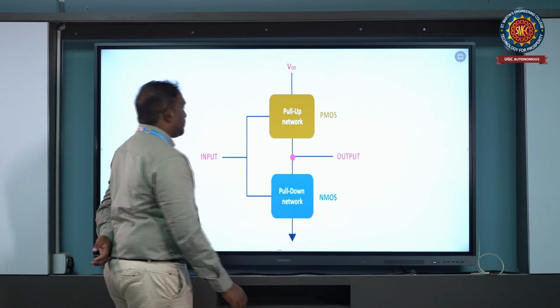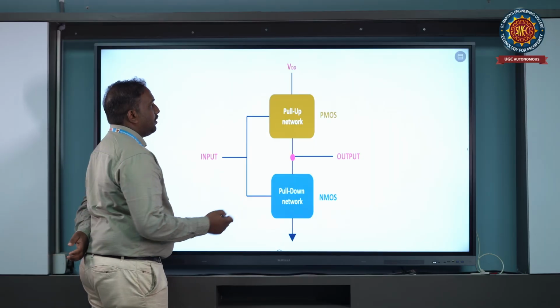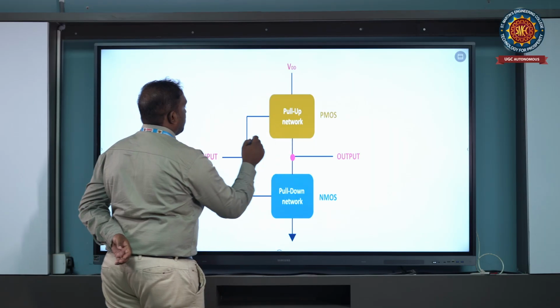Next, CMOS pull up and pull down networks. PMOS is used mostly in the pull up network in CMOS.